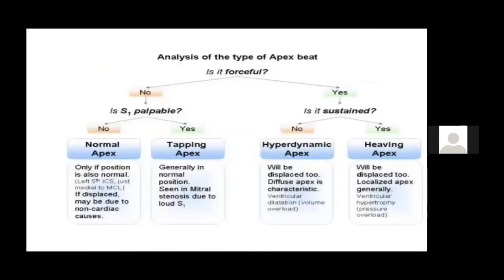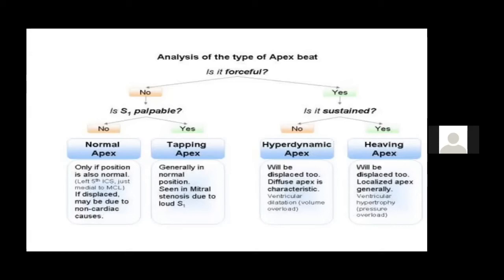Now, to analyze the apex beat, you should see whether it is forceful or not forceful. In a non-forceful apex, you should always see whether there is a loud first heart sound or not. S1 palpable is a very rare event. Though we know S1, S2, S3, S4 all can be palpable, it is mostly the low pitch sounds like S3 and S4 which are palpable, and S2, P2 can be palpable. A2 and S1 are rarely palpable events. So if S1 is palpable or a loud first heart sound is there, then you have a tapping apex. However, if S1 is not palpable or the first heart sound is not loud, it is a normal apex.